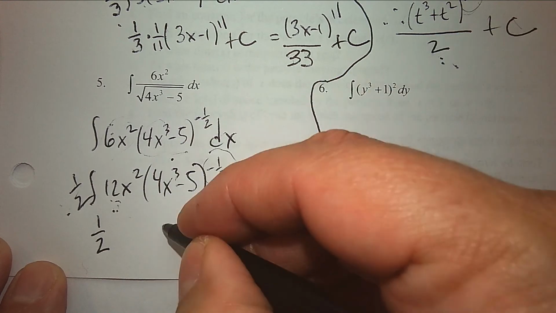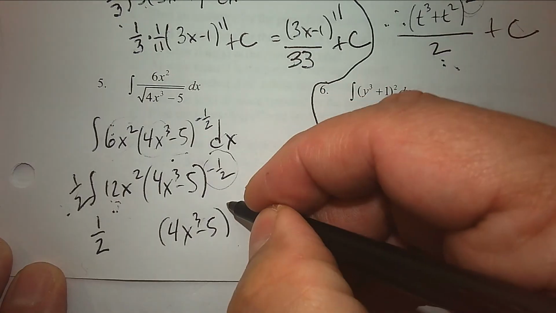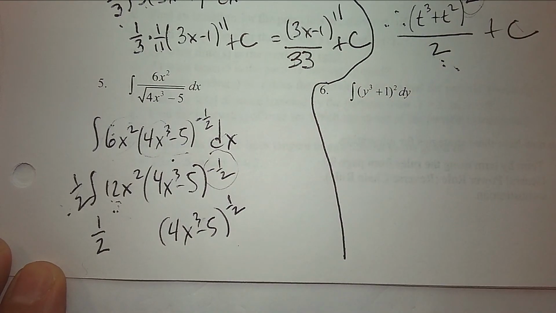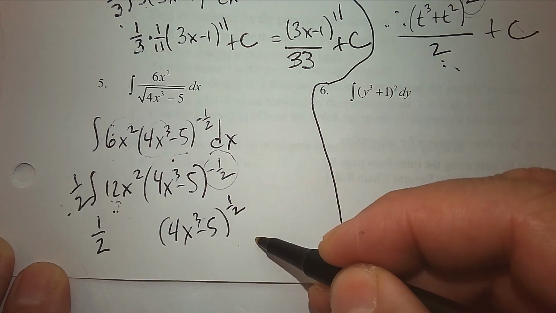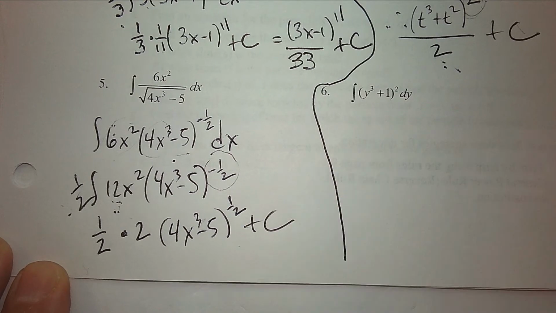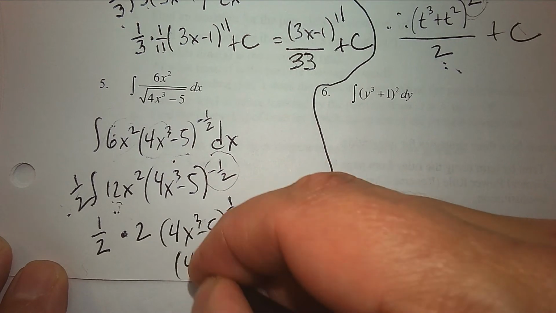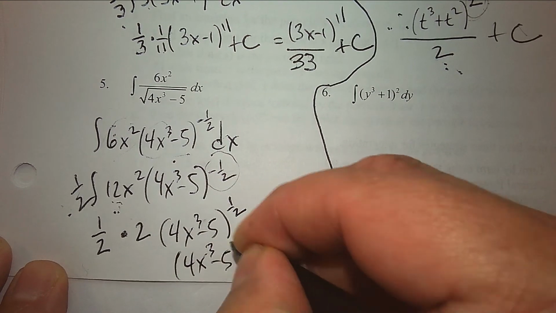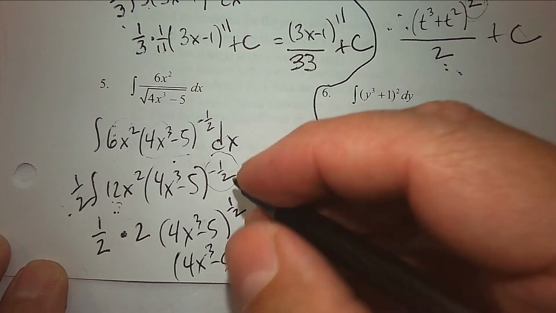Next, do you see the exponent negative 1/2? What do I do with that exponent? Add 1, and that's now what? Positive 1/2. Then what do I do with the new exponent? Divide by 1/2, which is the same as multiplying by 2, and don't forget the candy. Is there another way you could write this if you wanted to? 1/2 times 2 means you're just left with 4x cubed minus 5 to the exponent 1/2.